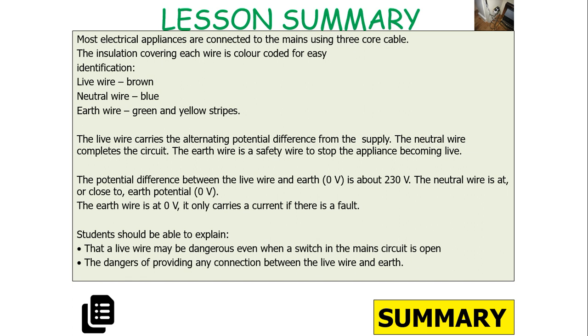The potential difference between the live wire and the earth wire is 230 volts, with the earth being at 0 and the neutral wire also at 0. The earth wire only carries a current if there's a fault, and you can explain why the live wire can be dangerous even when the circuit is open, when there's a switch open in the circuit, and you know any dangers of providing a connection between the live wire and the earth wire.